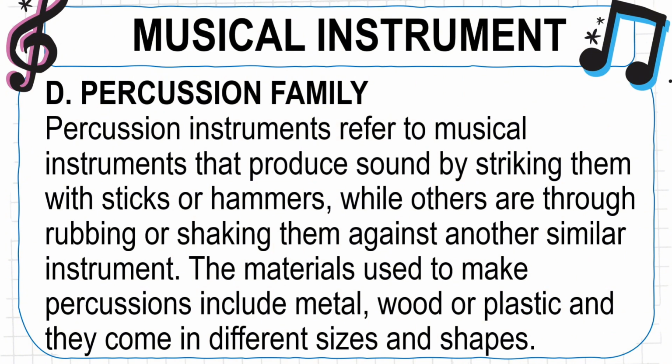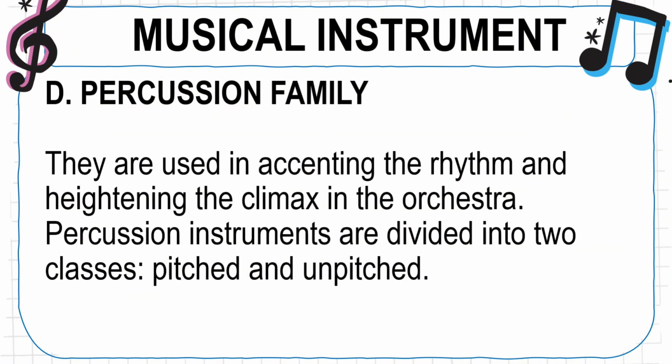The materials used to make percussions include metal, wood, or plastic, and they come in different sizes and shapes. They are used in accenting the rhythm and heightening the climax in the orchestra. Percussion instruments are divided into two classes: pitched and unpitched.